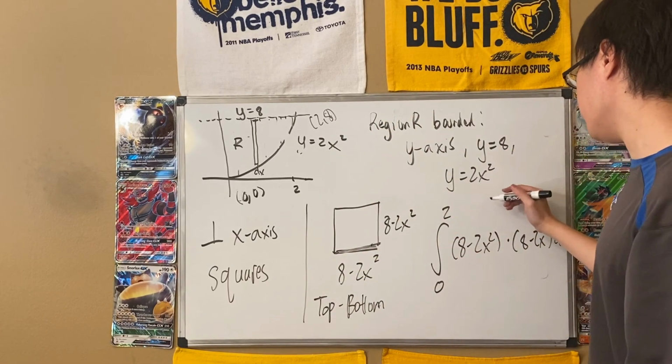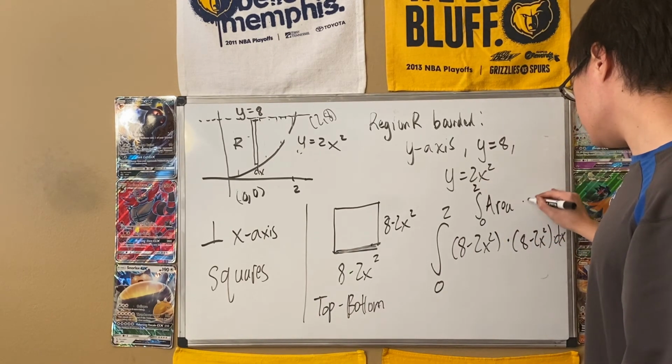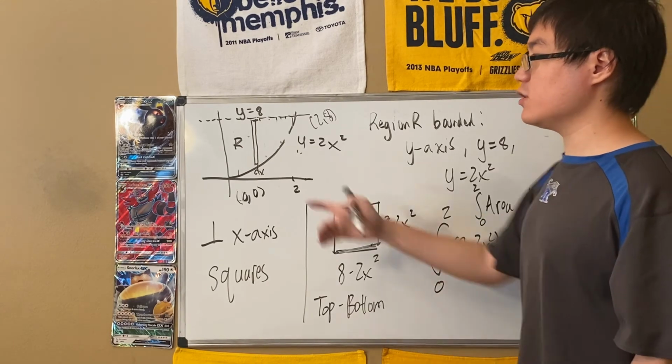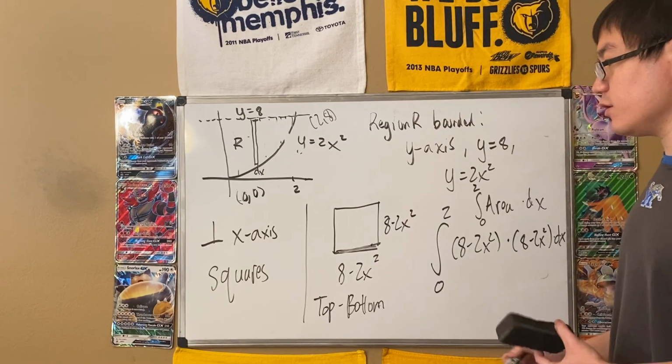So this was the integral of the area of the shape. So 0 to 2 of the area. And why did we choose 0 to 2? Because we're dealing with x coordinates, because we're perpendicular to the x-axis. And that's how it works.